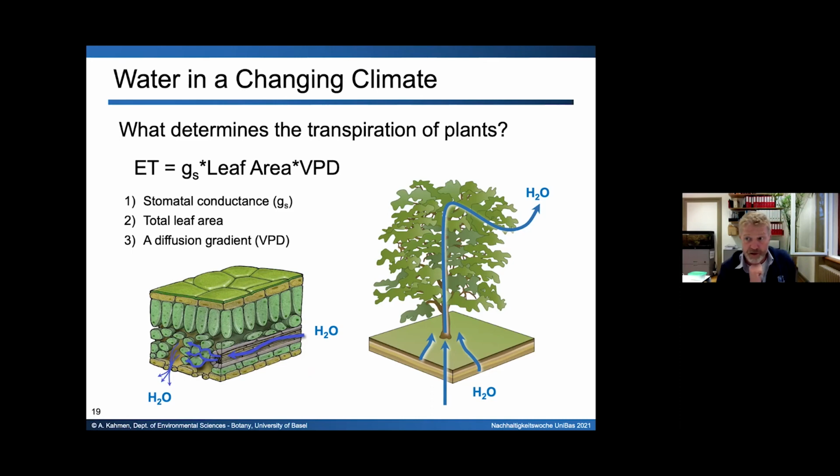Now, how much water is going out of these pores, and ultimately how much water is being sucked out of the ecosystem by the entire plant and released into the atmosphere, depends essentially on three factors. It depends on the stomatal conductance, so how widely open are these pores, how open are these gateways for water to escape? It depends on the total leaf area. Very easy to understand: the more leaves there are, the more evaporative surface there is, so the more water can be transpired to the atmosphere.